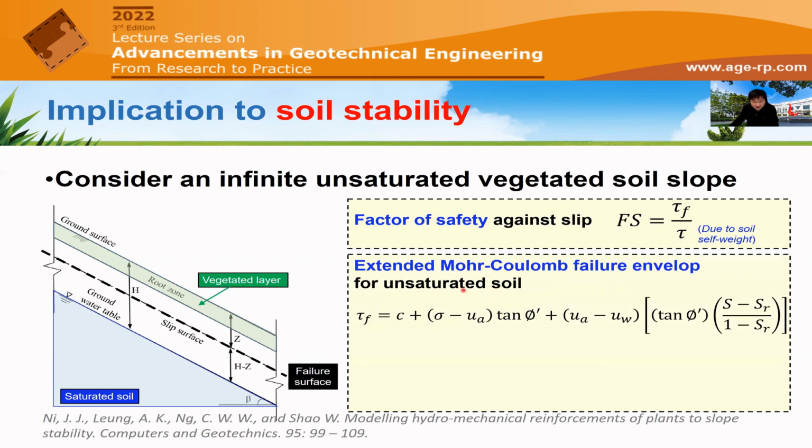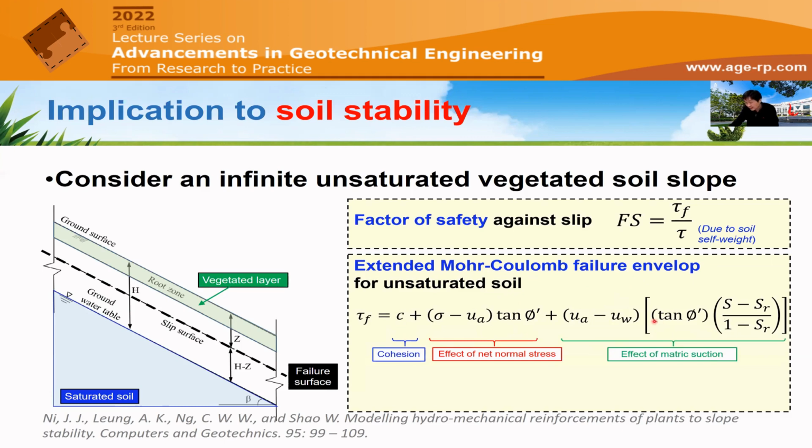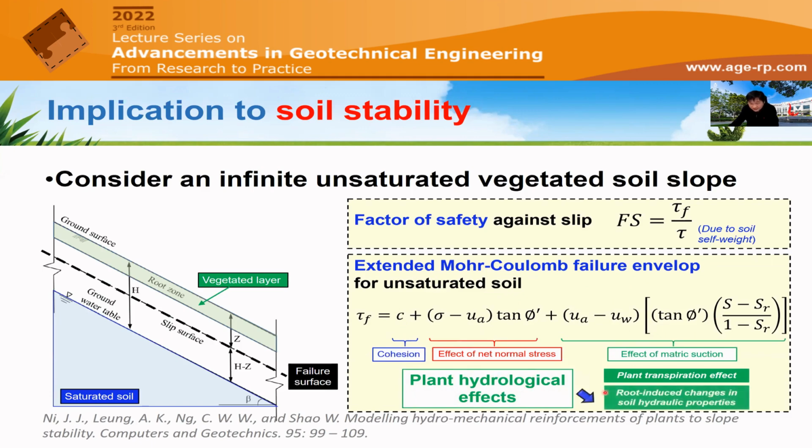In this case, it's just a bare soil. We can utilize the extended Mohr-Coulomb failure envelope, and then the shear strength is contributed by the cohesion, the friction angle, and also some suction effect over there. So for the plant hydrological effect, it's considered through the root-induced changes in the soil hydraulic properties as well. So we try to consider this in this term here.